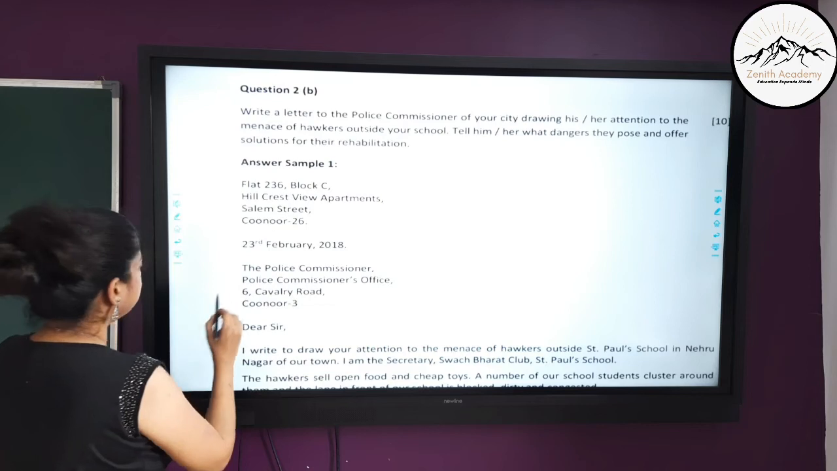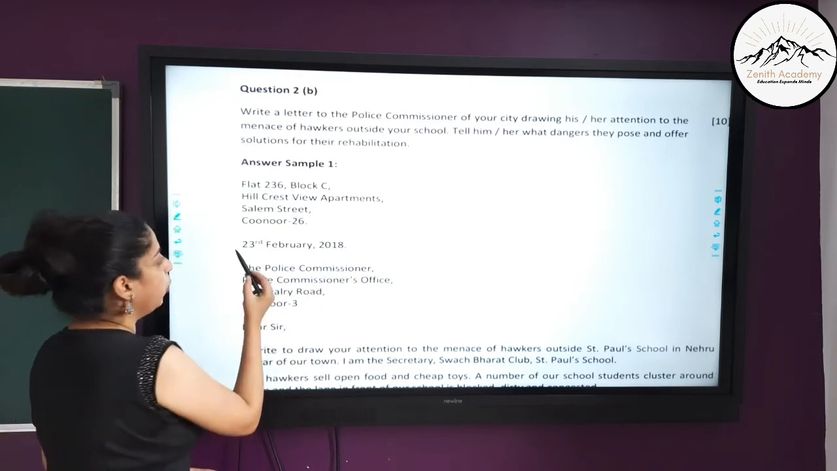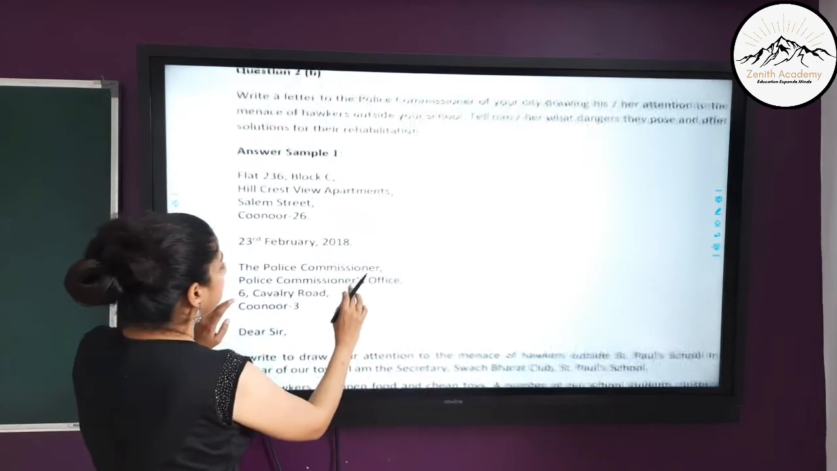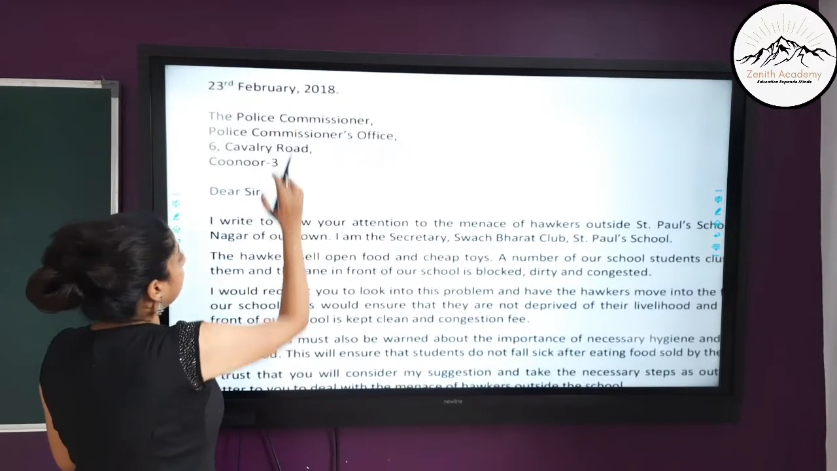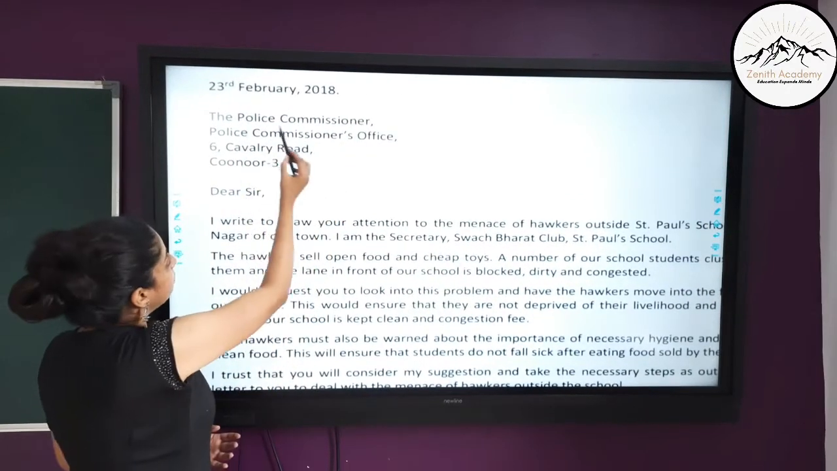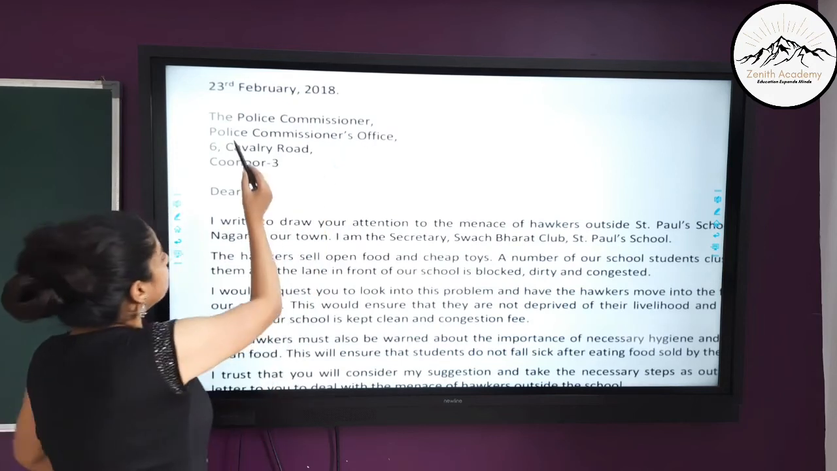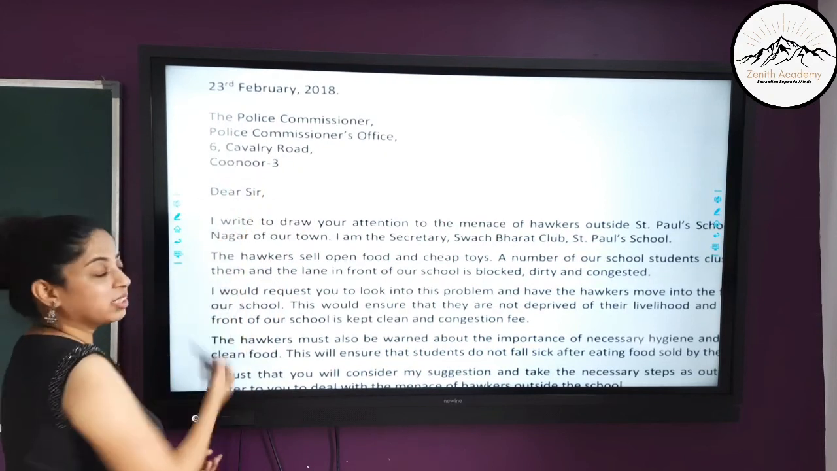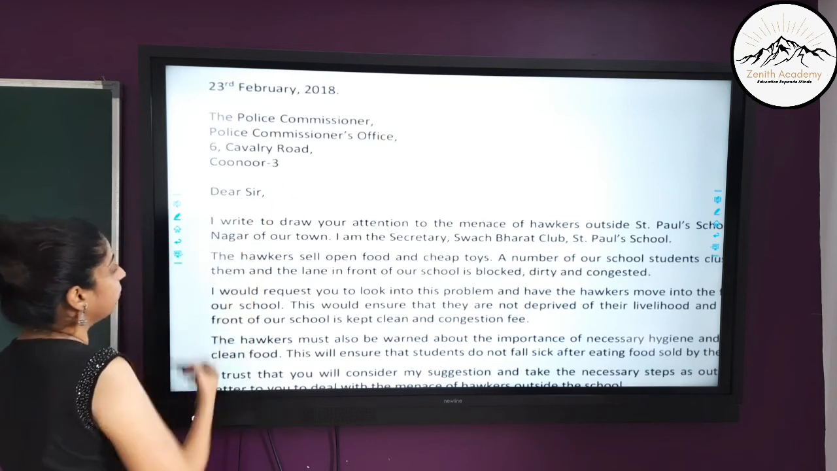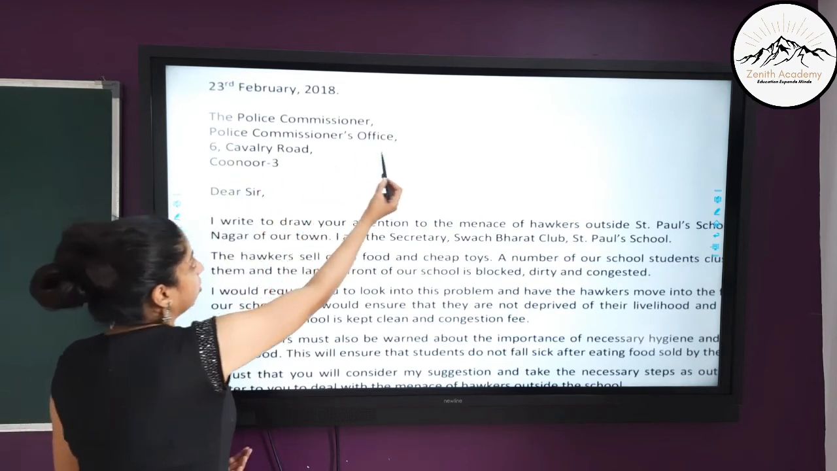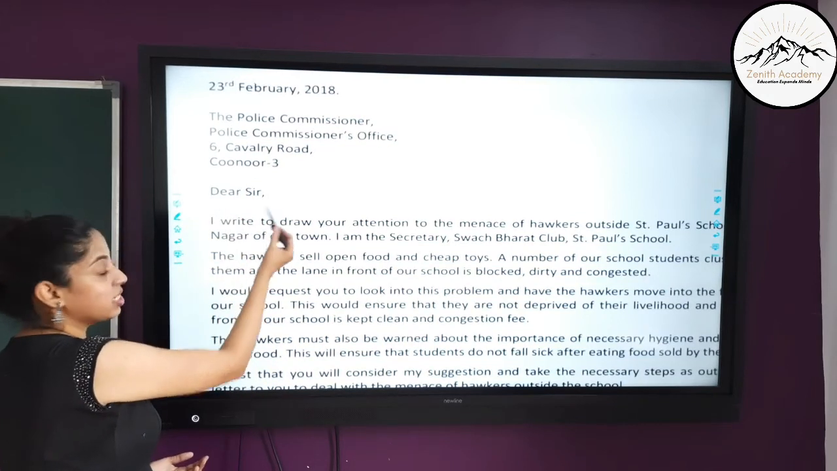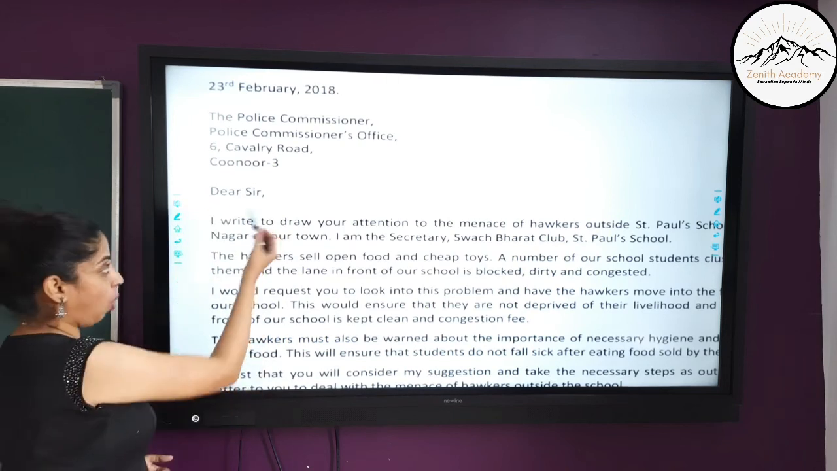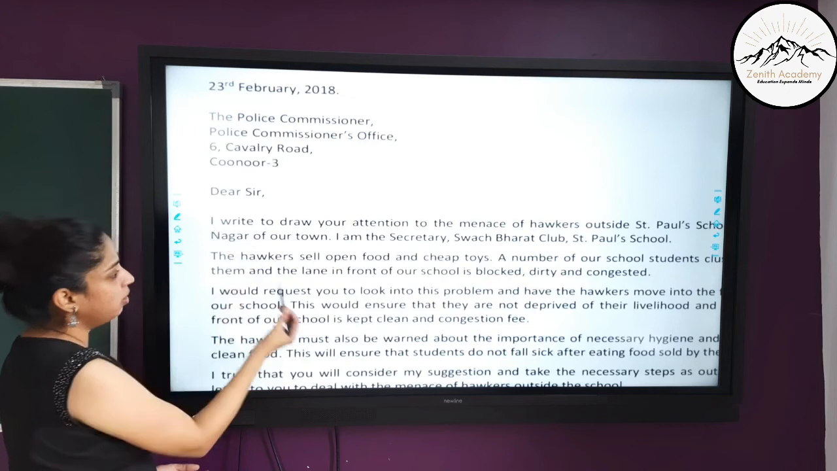Then leave a line and write the date in the prescribed format, 23rd February 2018. Put a comma after the month. Then the receiver's address. First is the designation, the Police Commissioner, then the office of that person, that is the Police Commissioner's Office, 6 Cavalry Road. You can see that capital letters are used for proper nouns. Kunnur 3. You can add this line here also. Then leave a line, write the salutation, Dear Sir. Note that D and S both are in capital. Put a comma. Again leave a line. Then start your first paragraph.